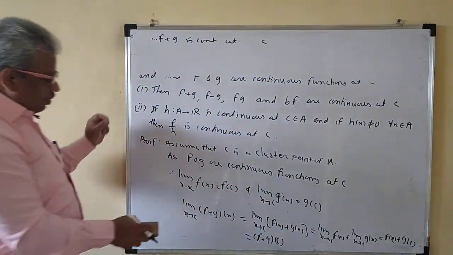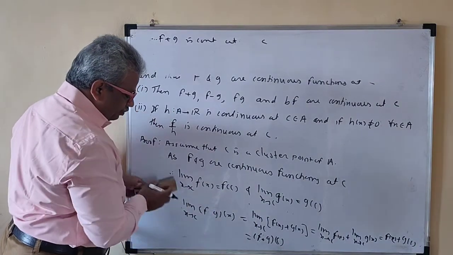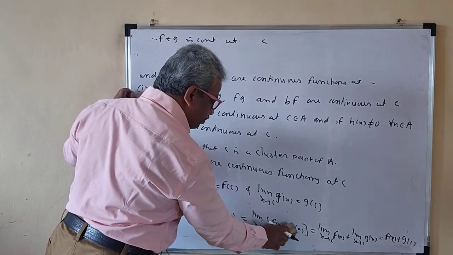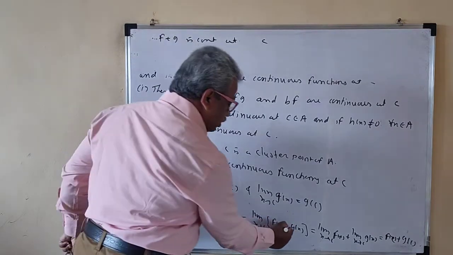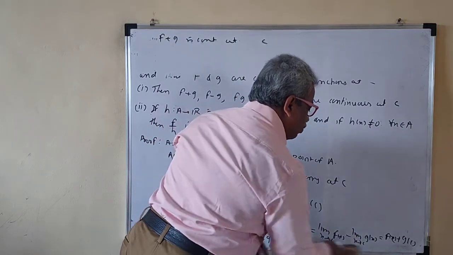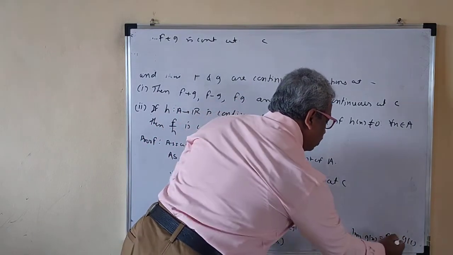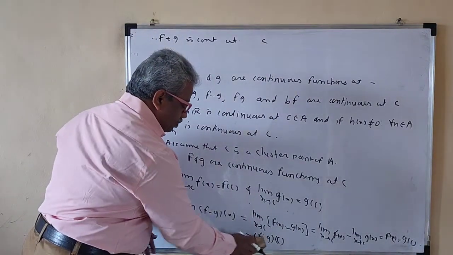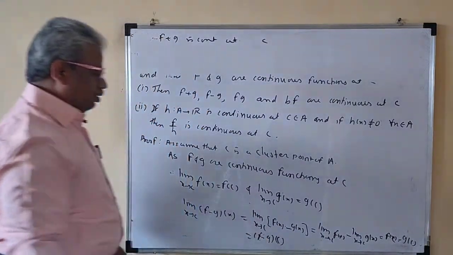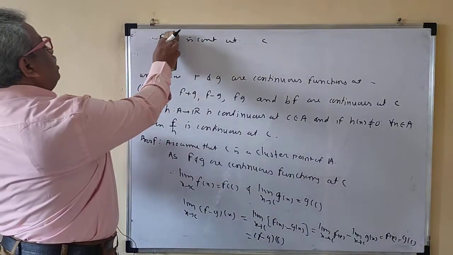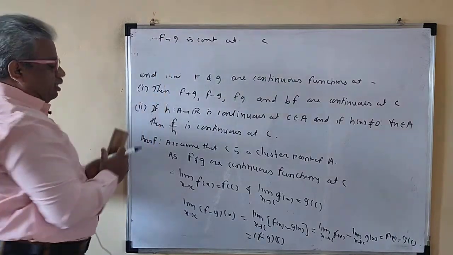Similarly, you can write a minus sign here. So for (f minus g) of x, the limit is f of c minus g of c, which is (f minus g) of c. Therefore f minus g is continuous at x equal to c.